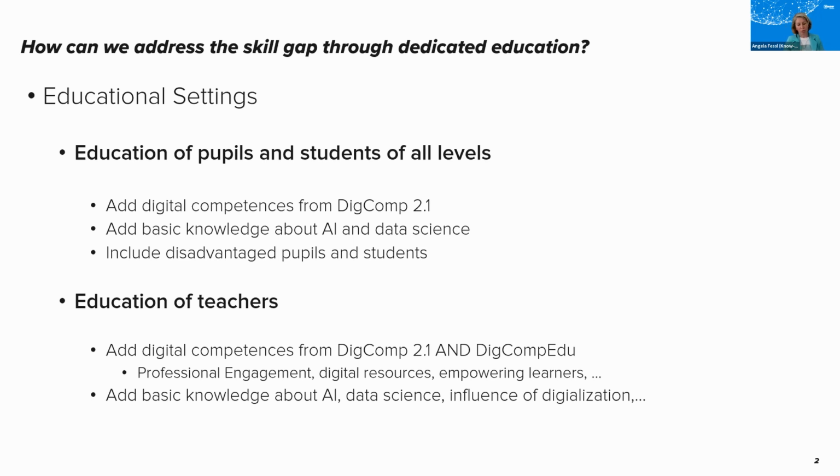They should know, at least at a basic level, what artificial intelligence is. What can this do for us? What can this do for me? What is ongoing there? Also regarding data science, they should at least have a glimpse of what data science is. I mean, most of this is statistics, but in the end, they should know what data science could do for them. Maybe they're interested in getting a job there. And this should also include disadvantaged pupils and students.